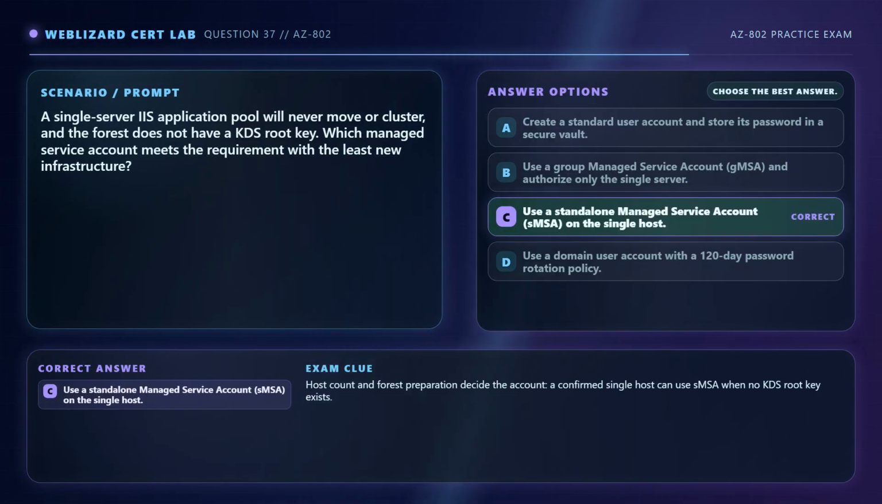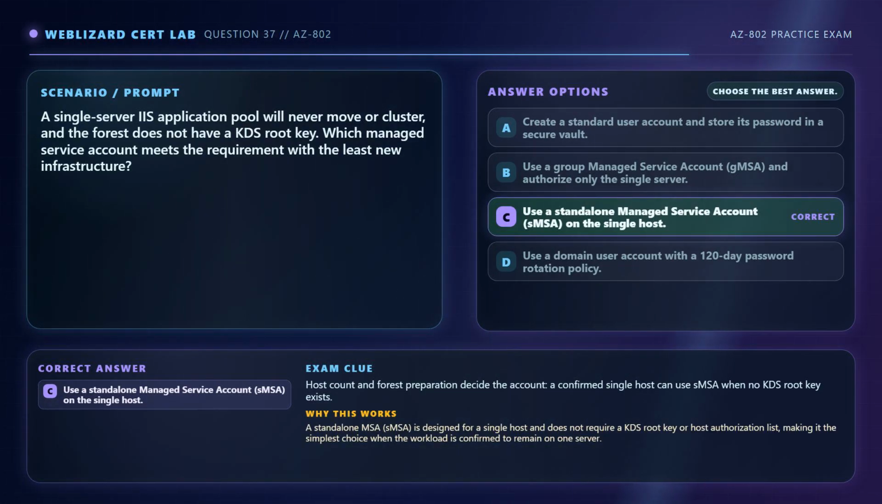The correct answer is C. Use a standalone managed service account, SMSA, on the single host. A standalone MSA is designed for a single host and does not require a KDS root key or host authorization list, making it the simplest choice when the workload is confirmed to remain on one server. Host count and forest preparation decide the account. A confirmed single host can use SMSA when no KDS root key exists.